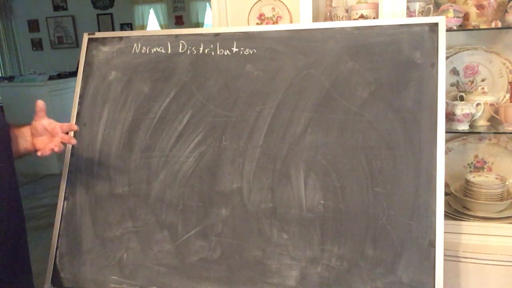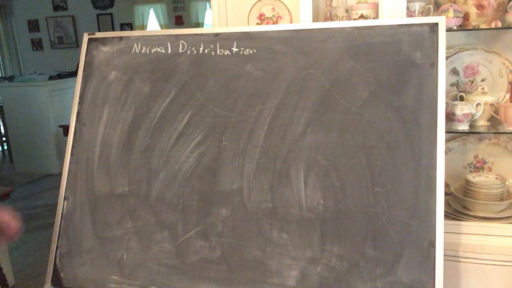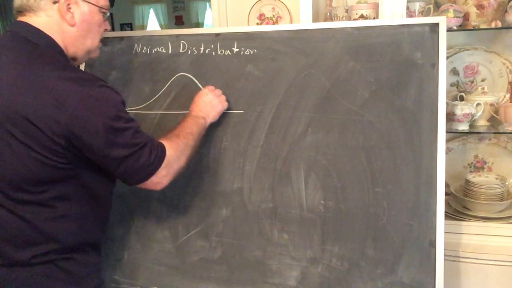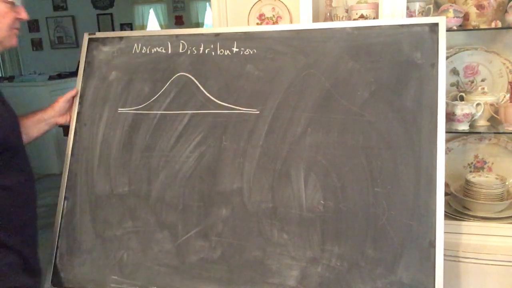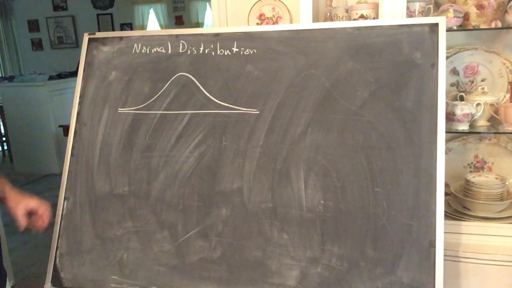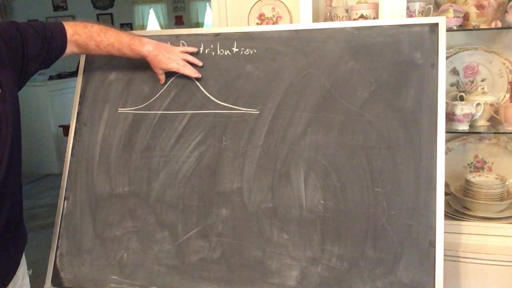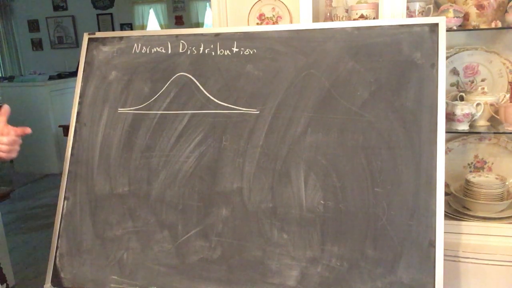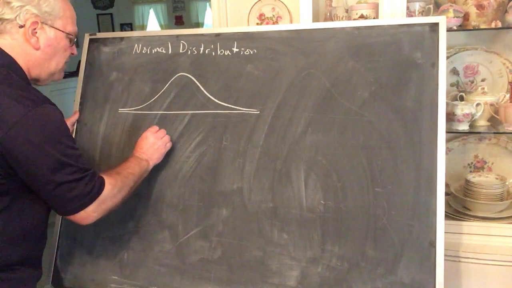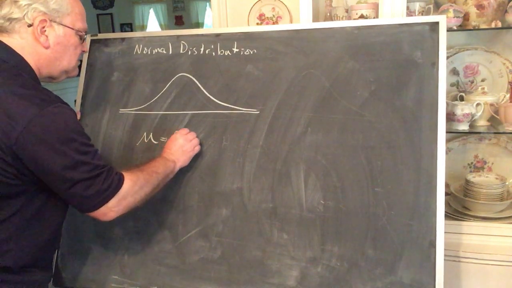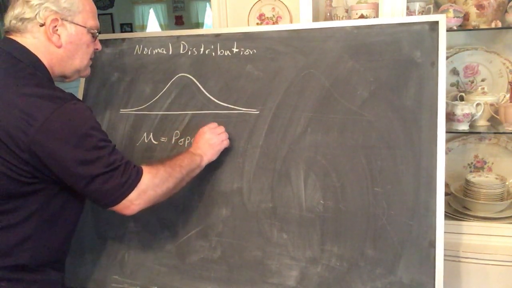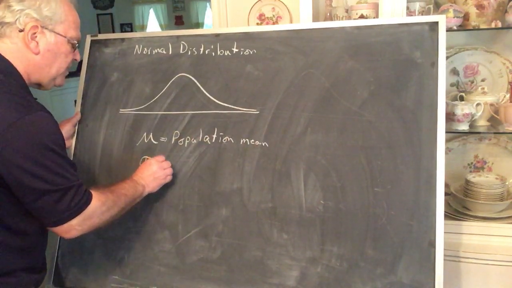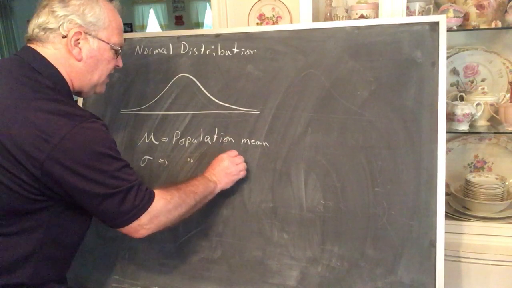All right, now we're going to talk a little bit more about some of the details of working with this normal curve. The first important piece of information about this normal curve is the shape of this curve, the location of the curve, everything that's true about this curve is determined by two values. Mu, the mean of the population, and sigma, the population standard deviation.